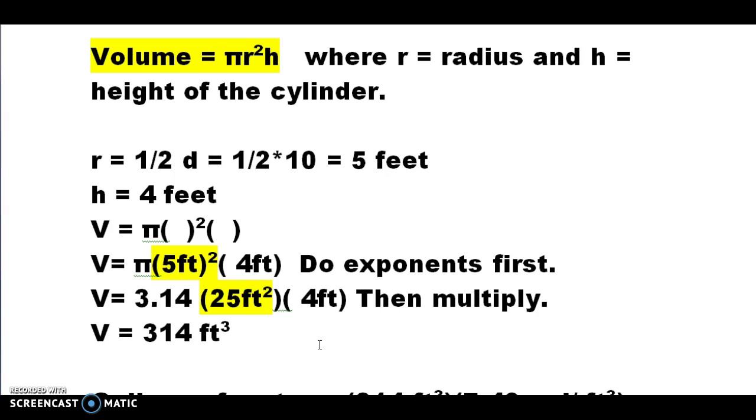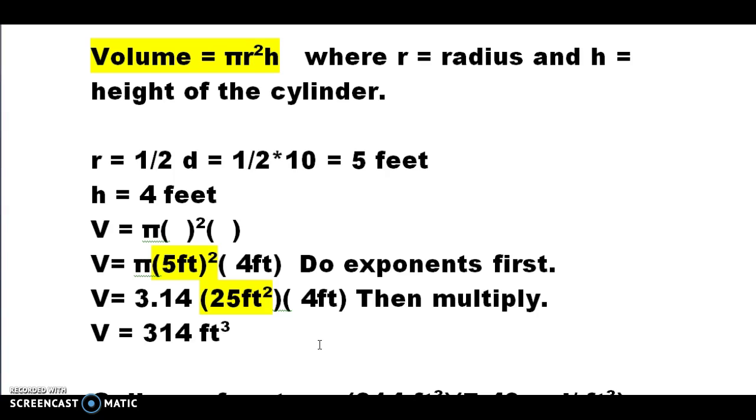So we had the formula of volume is equal to pi r squared h. What I did is I replaced the r by a set of parentheses, and you'll notice the 2 is on the outside, and I replaced the h by a set of parentheses. Then I know that the radius was 5 feet. I put that inside those parentheses. I know the height was 4 feet. I set that inside those parentheses.